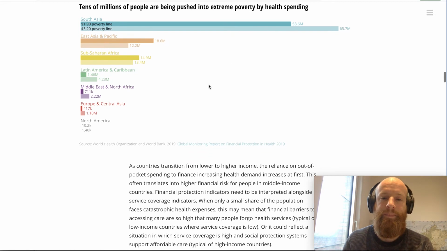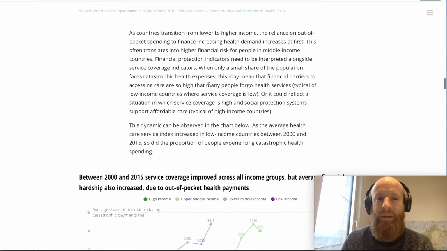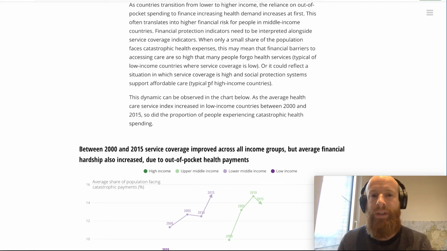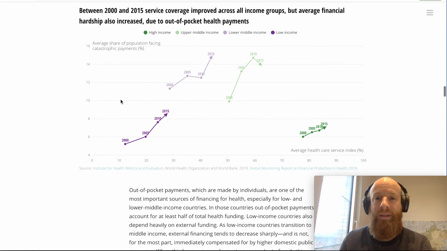This is something that I only realized by building this story and making these charts. And the next chart is basically showing the same thing, but in a different way. And this is also a chart that I think is very interesting. What you're looking at on the x-axis here is the average healthcare service index. So it's the index that we've seen before. The more you go to the right, that means that people in countries have better access to healthcare service.